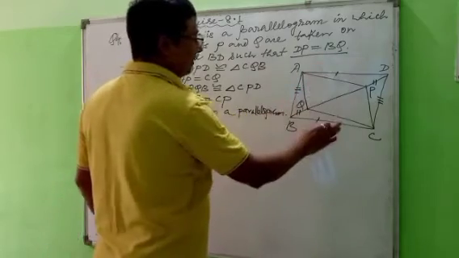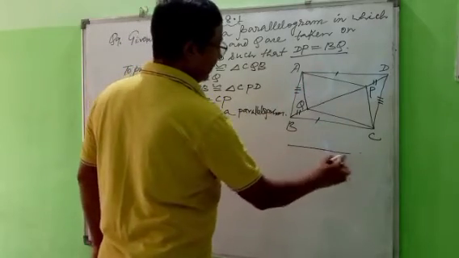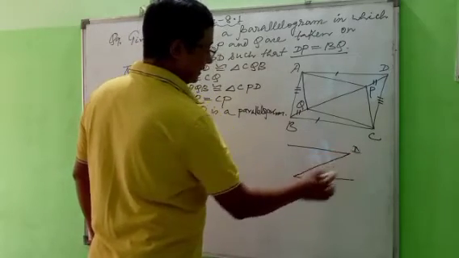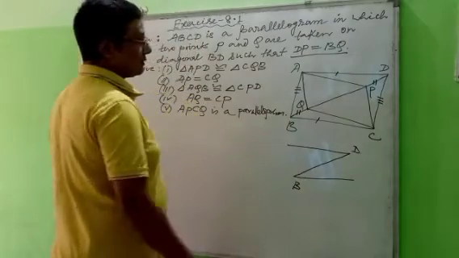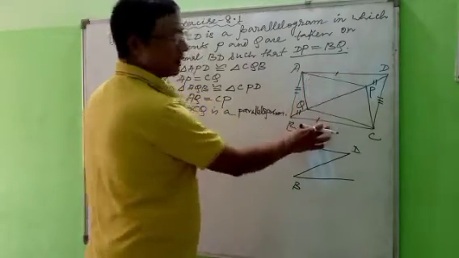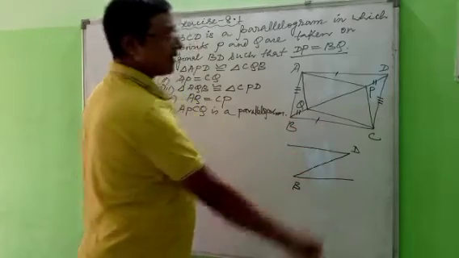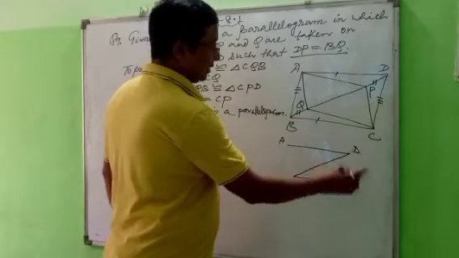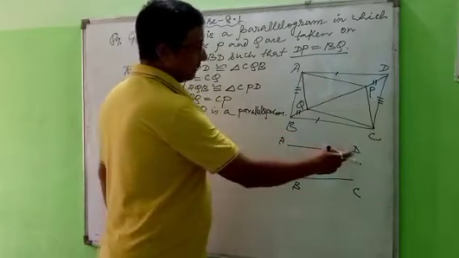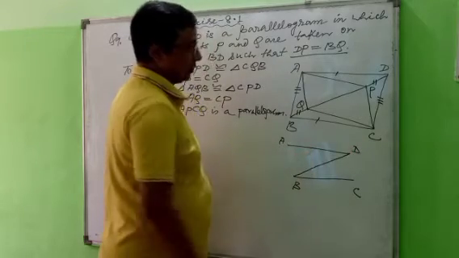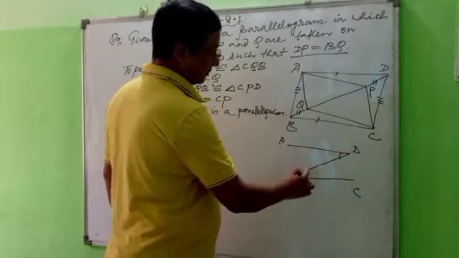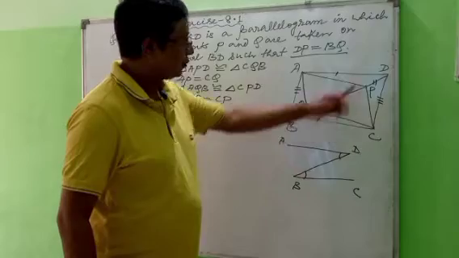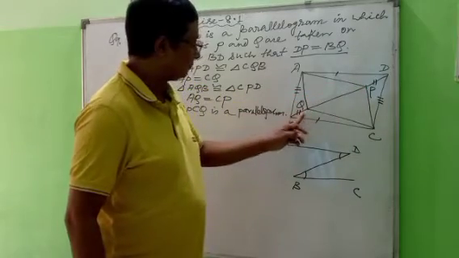As this figure is a parallelogram, here AD and BC are opposite sides, and the diagonal is BD. So this is D, this is B. Since the figure is a parallelogram, the opposite pair of sides are equal as well as parallel. Here AD is parallel to BC, and BD is the diagonal. So you will get these two angles equal, as they form a pair of alternate angles.